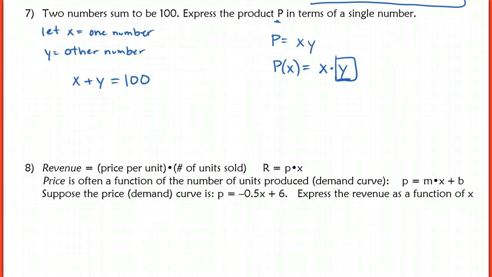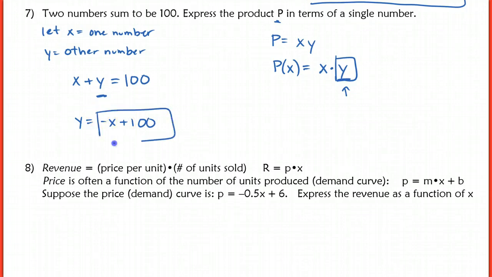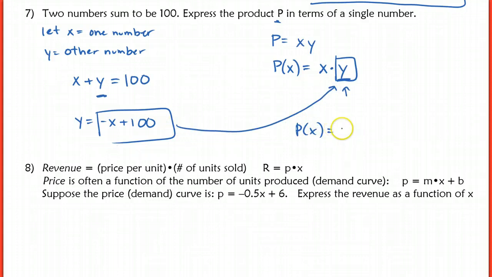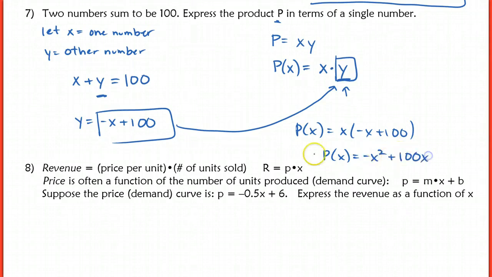That's their sum. So I know that I've already got the product written over here, and I don't want to see a y there, which means I need to solve for the y here. So by subtracting the x, I end up with negative x plus 100. I'm going to take that and substitute that into here to get x times negative x plus 100. And simplifying, I have the product in terms of x equaling negative x squared plus 100x. And this is my answer in terms of a single number.